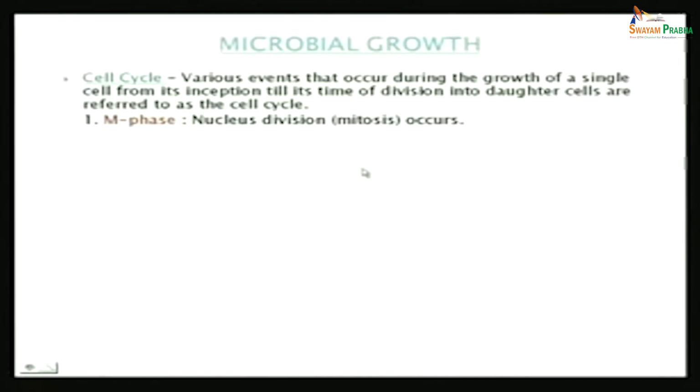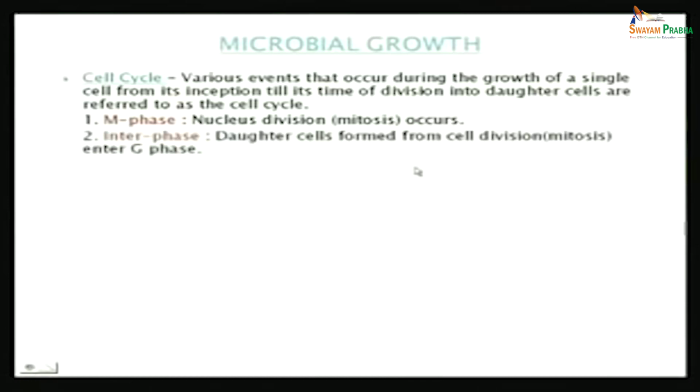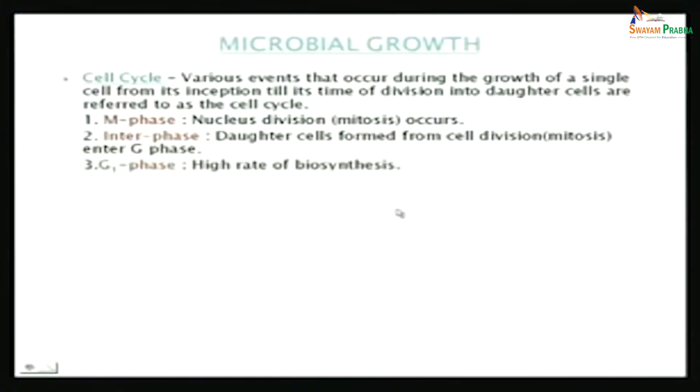Okay, why is it called M phase? Because this is where nuclear cell division or mitosis occurs, and that's why it's called M phase. So this is when the mitosis occurs. Next is interphase. So after mitosis occurs, daughter cells are formed from cell division, that is mitosis, and so two daughter cells are formed, and the cells enter into G phase, or the growth phase. So you start with the M phase, the mitosis phase, then you go to what is known as the interphase, which is the phase between the M phase and the growth phase, or the G phase. Okay, then after the interphase you move on to what is known as the G phase.